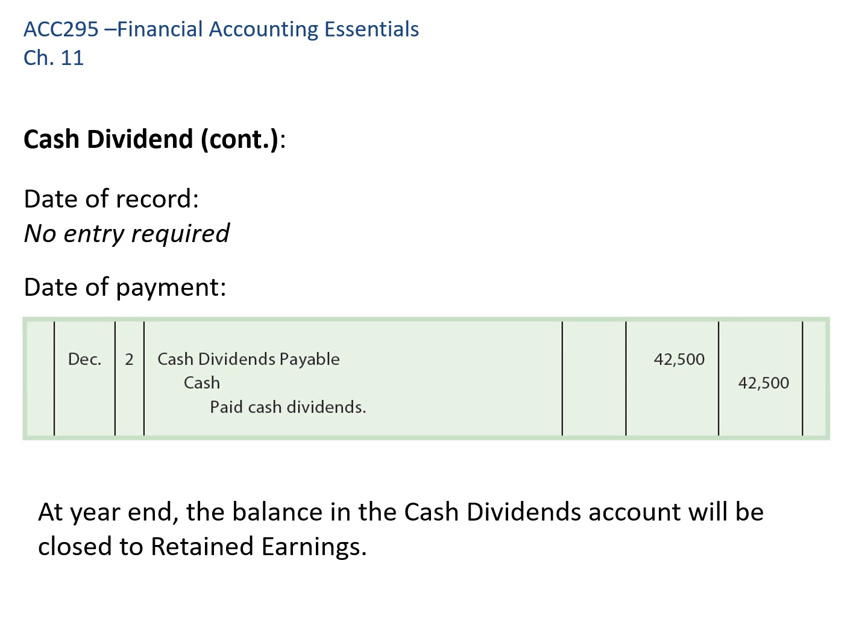On the date of record, no entry is required. We're just going to consult our records about share ownership and decide who's going to get what. And on the date of payment, we're actually going to cut the checks. So we're going to debit the short-term or current liability and credit cash as we would with any other current liability. At the end of the year, the balance in cash dividends is going to be closed out to retained earnings. So cash dividends is a temporary account.